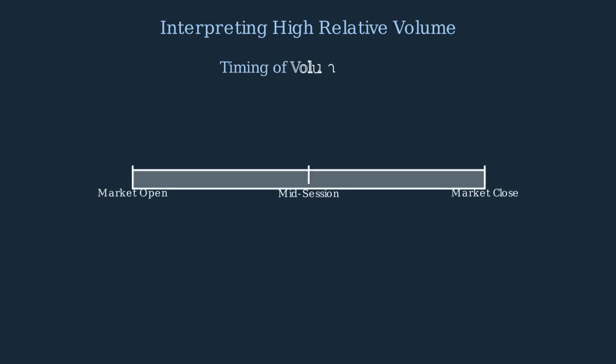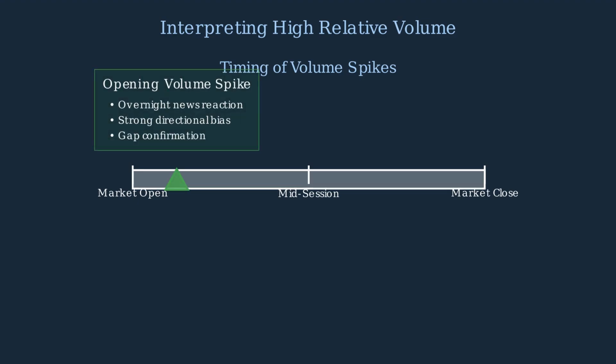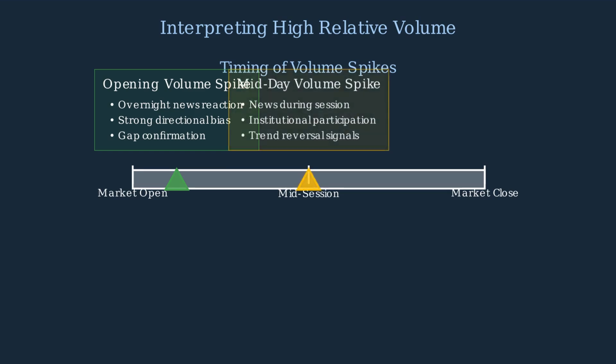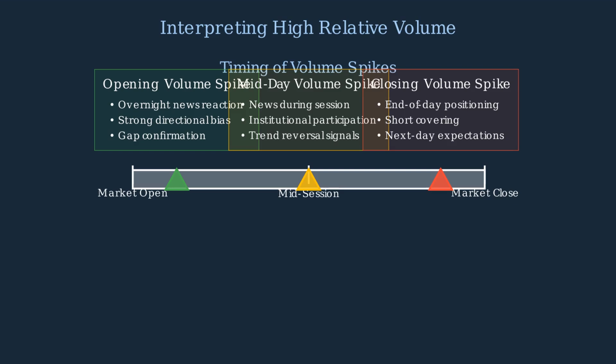The timing of volume spikes within a trading session provides additional context for interpretation. High volume at market open often reflects reactions to overnight news and confirms gap movements. This can indicate strong directional bias for the session. Mid-session volume spikes typically signal intraday news events, increased institutional participation, or potential trend reversal points. Late-day high volume can indicate end-of-day positioning, short covering, or anticipation of the next trading day, often reflecting market expectations.